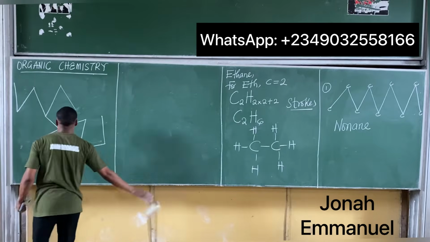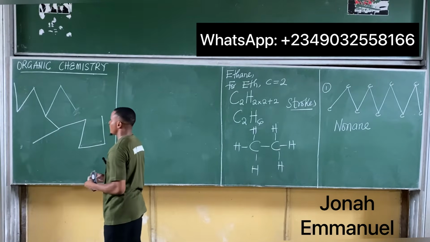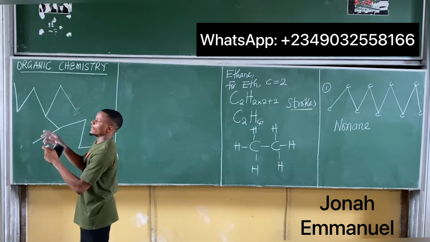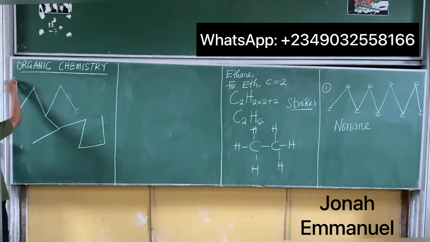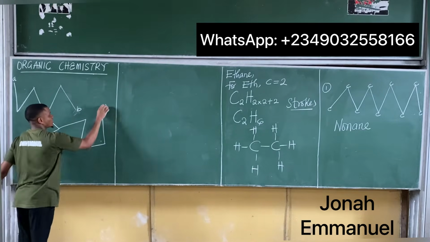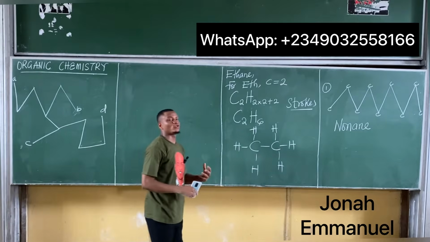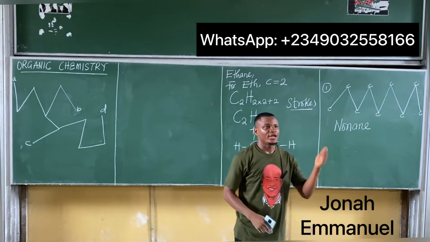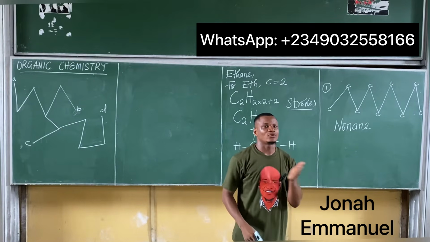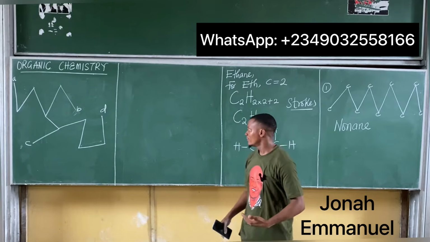All right. So task 1: get the longest continuous carbon chain. Let me label all the ends. Let me call this A, this B, this C, this D. Which of them would give you your longest continuous carbon chain? A to B, A to C, A to D, B to C, B to... which of them?